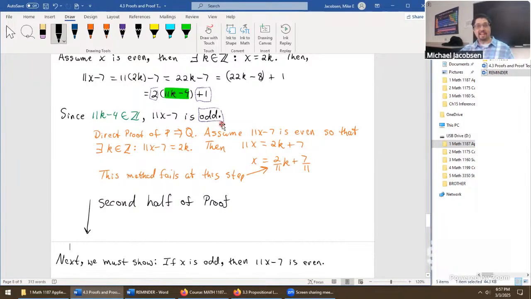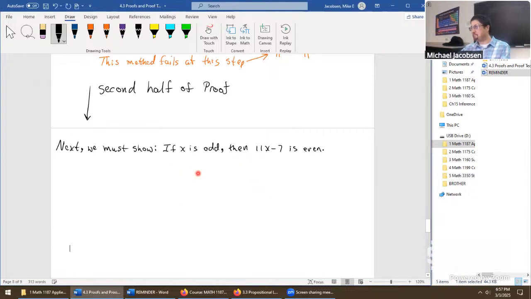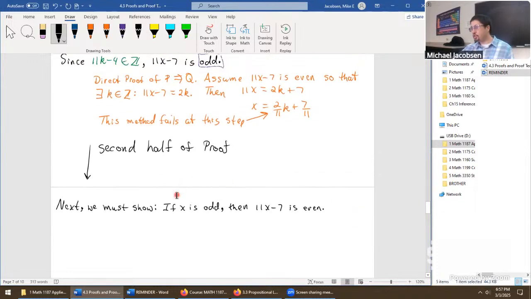Okay, let's go for that second half then. Let's hide proof by contradiction. For the second half, we're showing if x is odd, then 11x minus 7 is even. And really not too bad. We've looked at those statements at really the first time we did these notes.